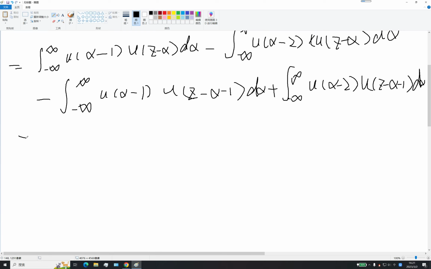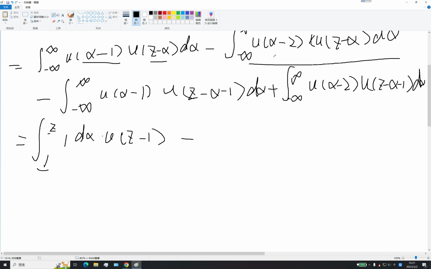From this we can get, this means alpha is larger than 1 and less than z, so this is the integral from 1 to z of 1 d alpha, and z must be larger than 1, so it is multiplied by u(z minus 1). And this means alpha is larger than 2 and less than z, so this is 2 to z, d alpha, multiplied by u(z minus 2).